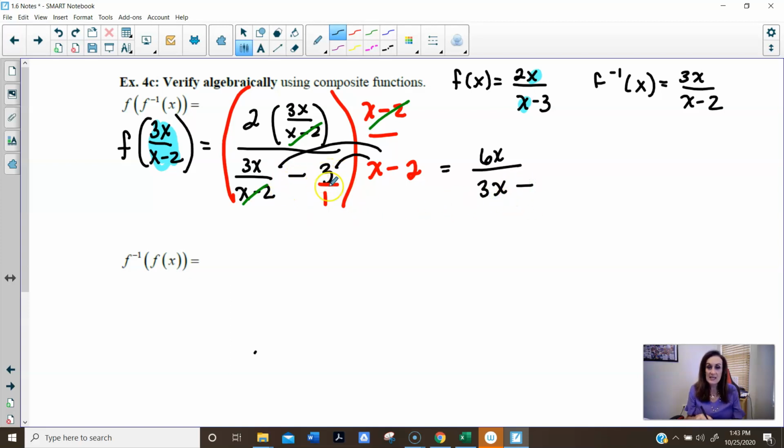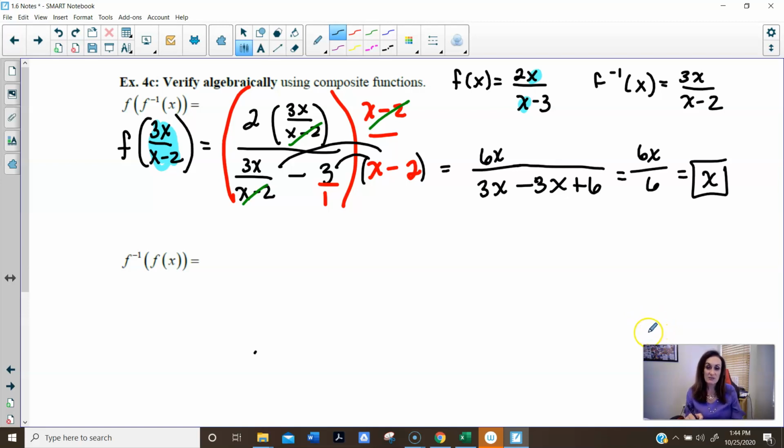Subtract, and then nothing cancels on the second fraction. So you're going to have to take 3 and multiply it to the x subtract 2, which is a negative 3 times x is a negative 3x, and a negative 3 times a negative 2 is a positive 6. Now I end up with 6x over 6, which equals x. So now I'm going to do the same thing again, but I'm going to confirm that f inverse of f of x is also equal to x.